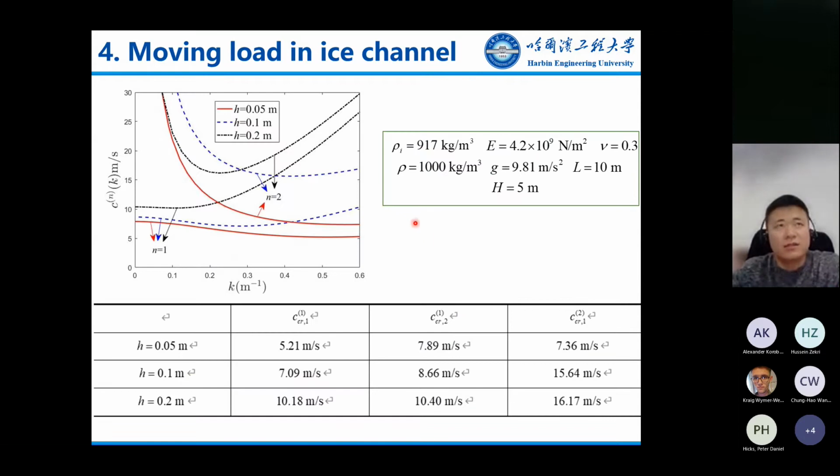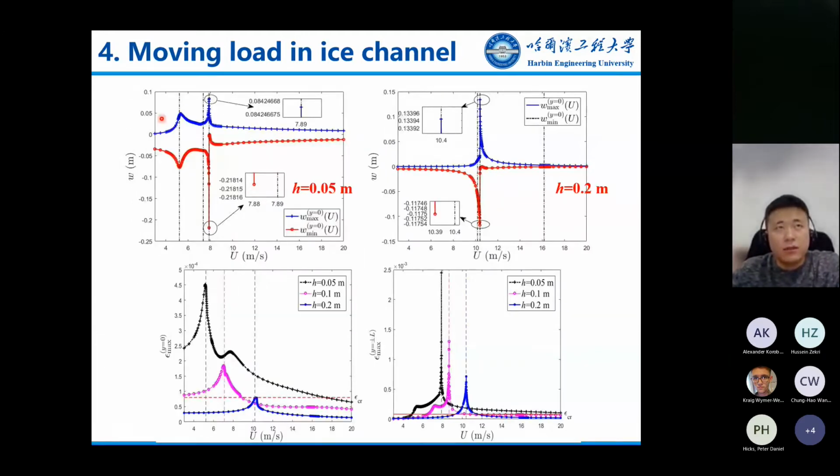And here we analyze the influence of the ice thicknesses on the ice responses. Also, we presented the hydroelastic phase speed of the hydroelastic wave and calculated the critical speed for different ice thicknesses. And also the maximum and minimum ice deflection vary with the load speed for different ice thicknesses are presented.